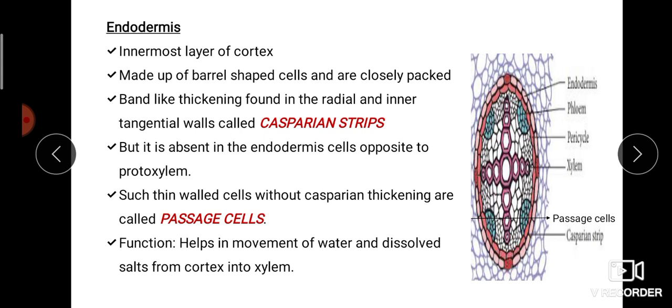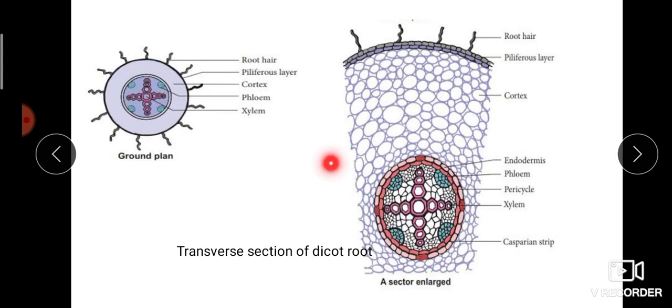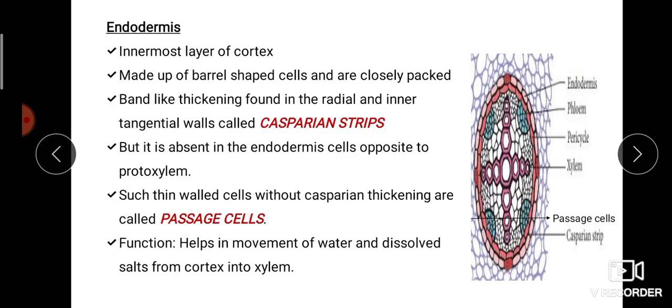Okay, actually I am taking some portions from the main picture. Look at this picture. Actually I am emphasizing each portion. This is the epiblema, this is the cortex region, and together this is called the endodermis region or stelar region. Okay. So this is the endodermis.